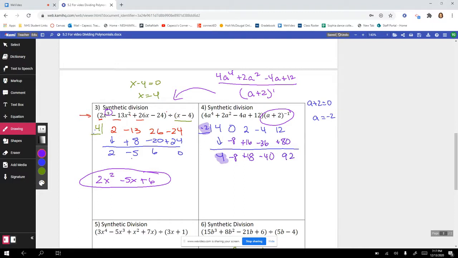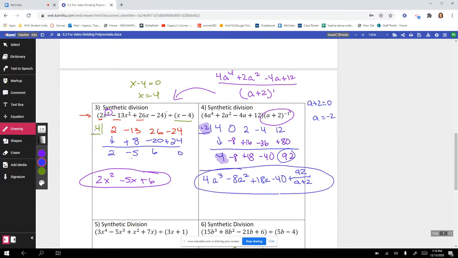Okay, so my initial power was a to the fourth, so I'm always going to go one less. So I'm going to have a to the third as my first term. So I have 4a to the third minus 8a squared plus 18a minus 40. Now my remainder is 92, so that becomes 92 on the top, and then my divisor is a plus 2, kind of like we did in our warm-up problem there. So there's my final answer right there.